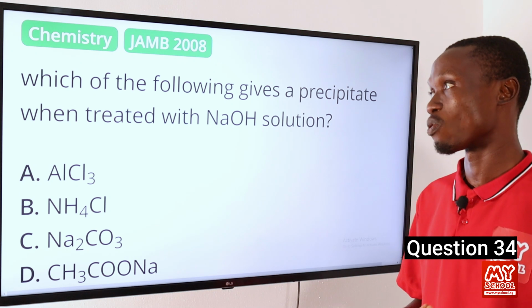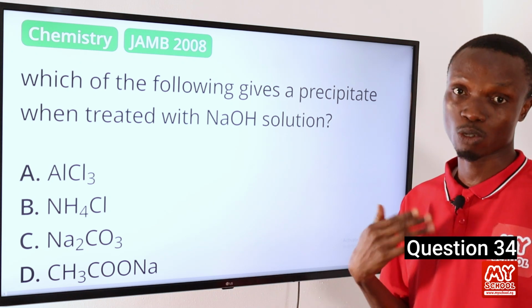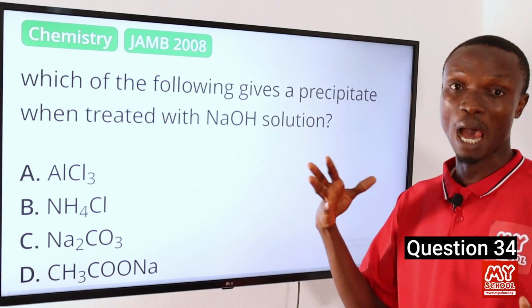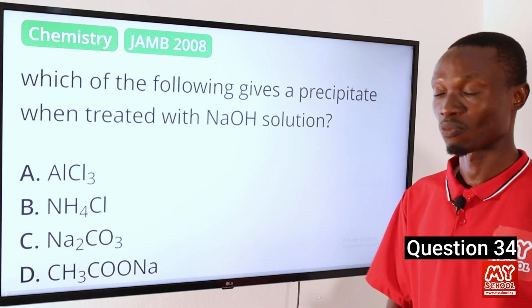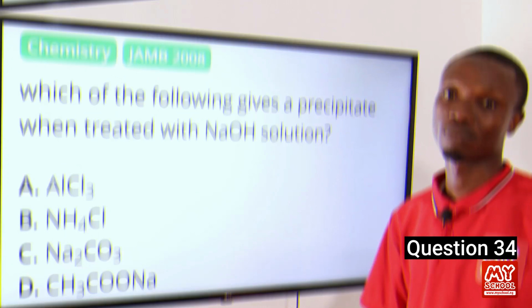Aluminium chloride. So when aluminium chloride is treated with sodium hydroxide, a white gelatinous precipitate of aluminium hydroxide is formed. So that makes option A the correct answer to this question.